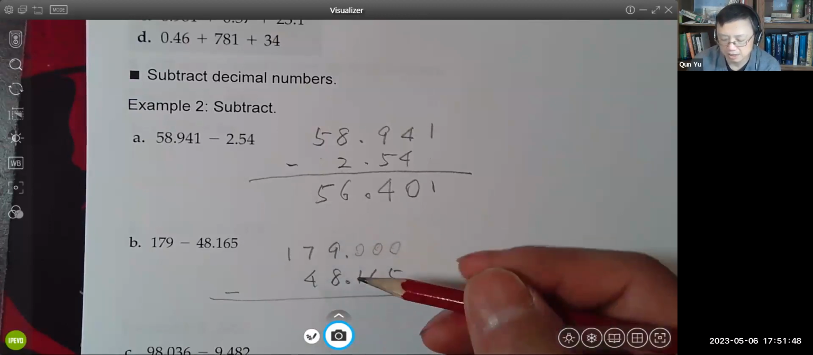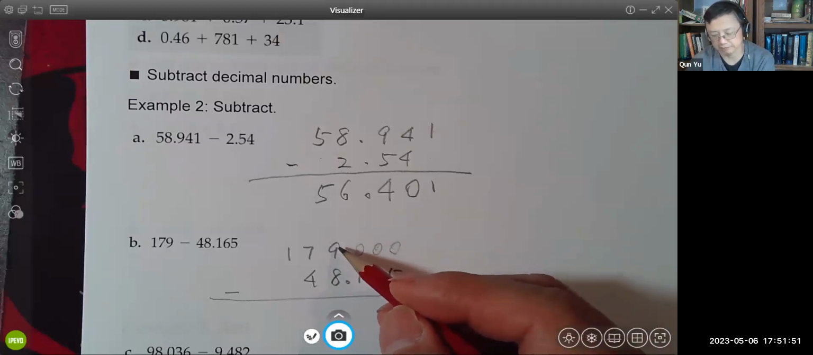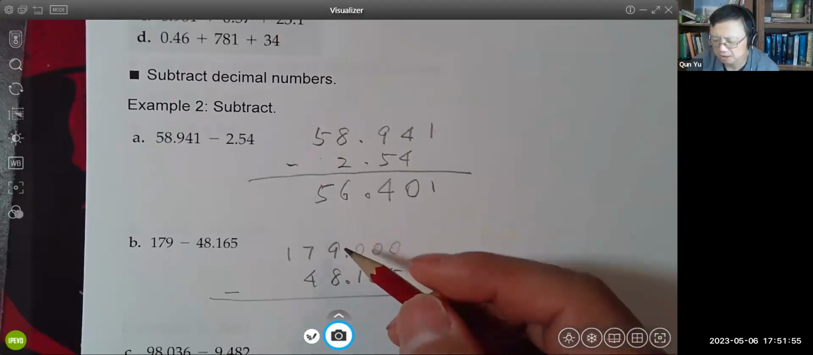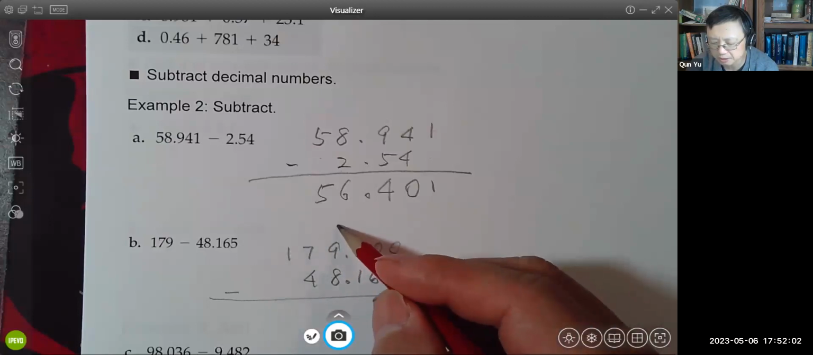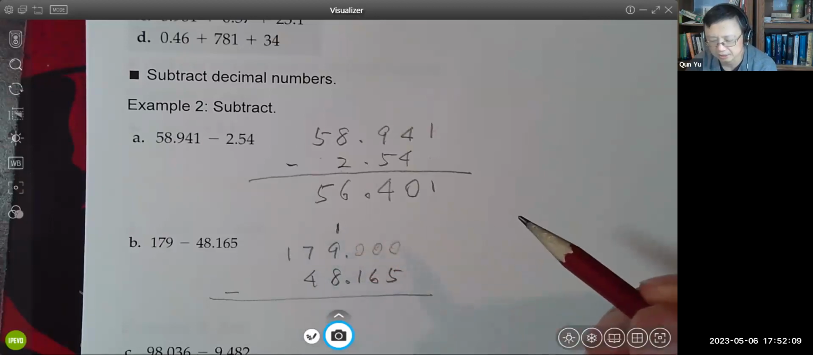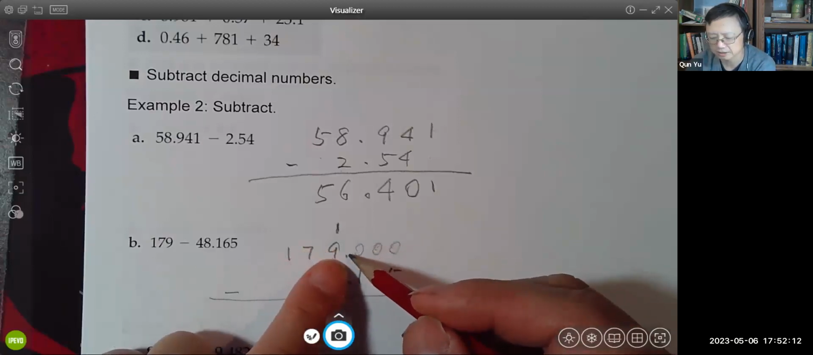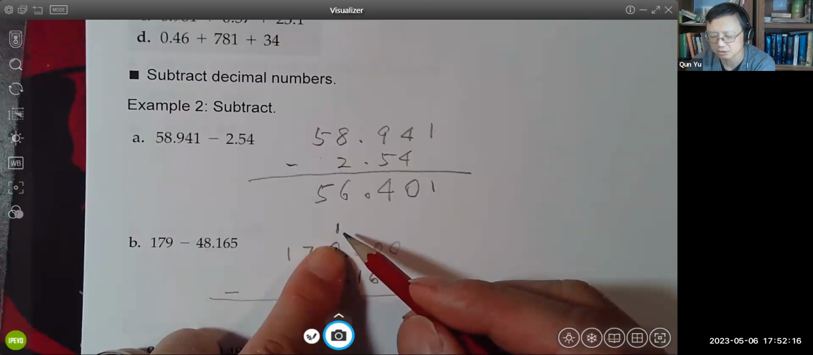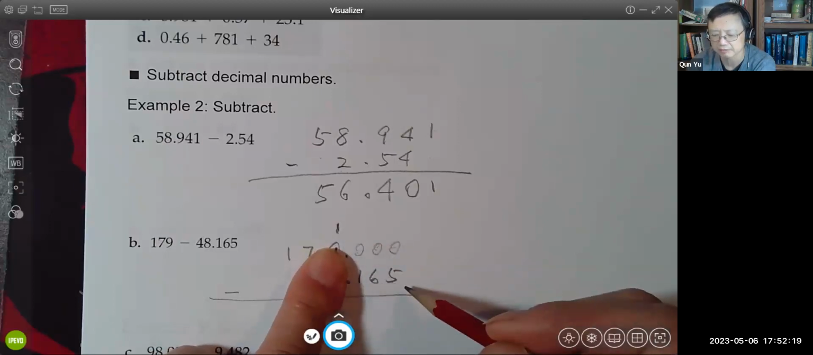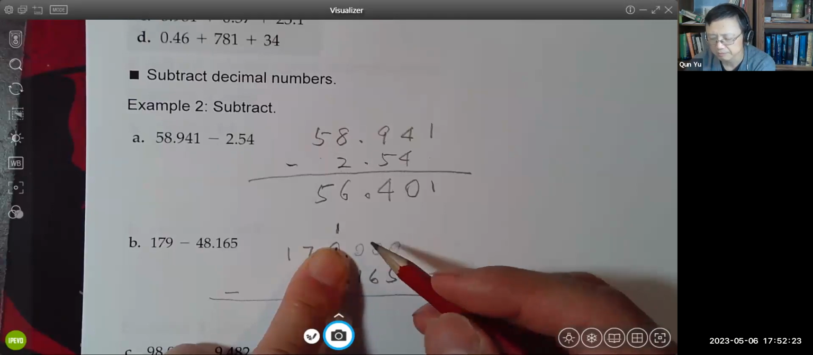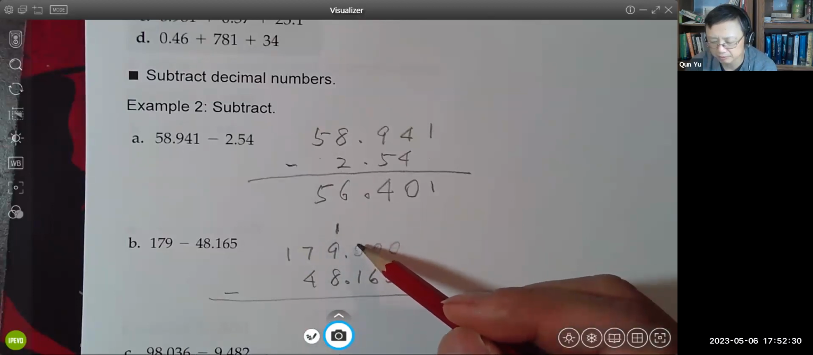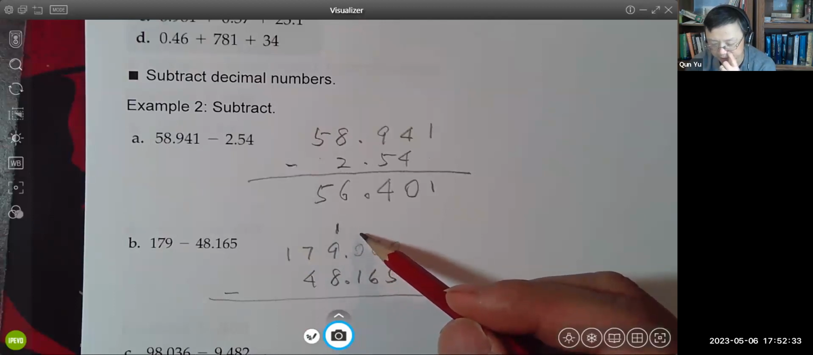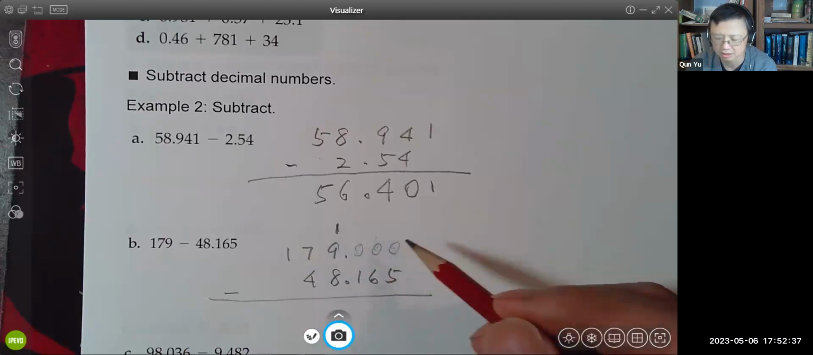When you borrow, it's like you borrowed one unit from here. If we borrow 1, imagine this becomes 1 and this 9 becomes 1 and 8. So you have 1 in here basically. If you don't look at the decimal point, this becomes 1,000. Basically, you're going to use 1,000 subtract 165. When you have 1, and this is 0, borrow 1 from this one. This becomes 10. All become 10.